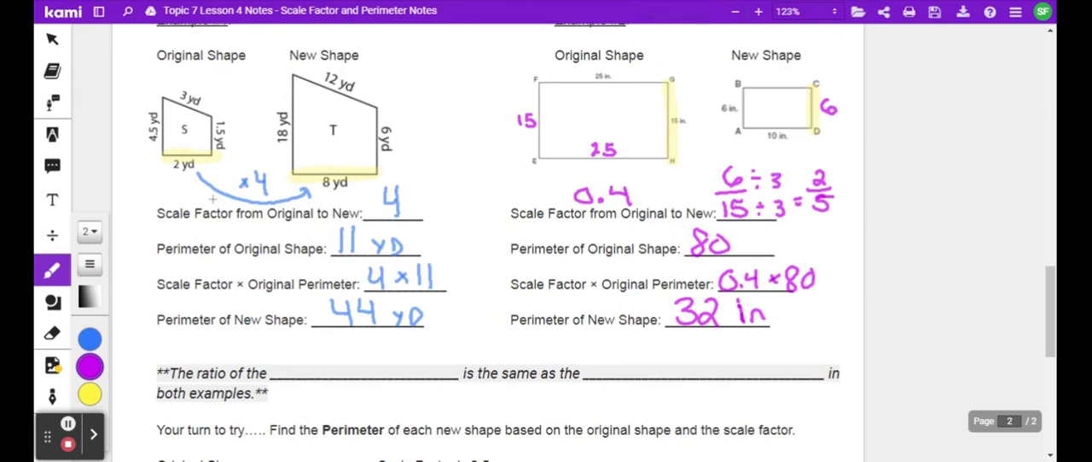All right, so let's look at example 1. The scale factor for the first one was 4. That perimeter was 4 times bigger than the original shape. And if we look at example number 2, the scale factor was 2/5, and that perimeter of the new shape was 2/5 of the original shape. So the ratio of the scale factor is the same as the perimeter in both examples.